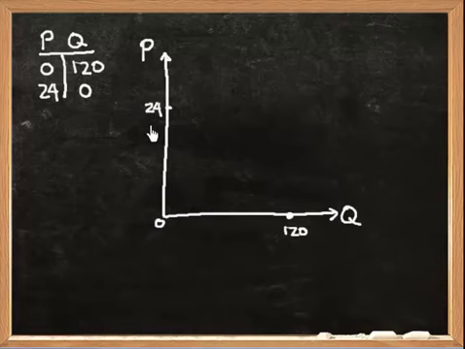If we draw the line going through these 2 points, we have the demand function for this commodity X.